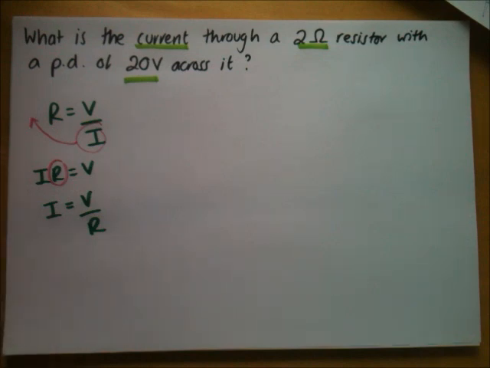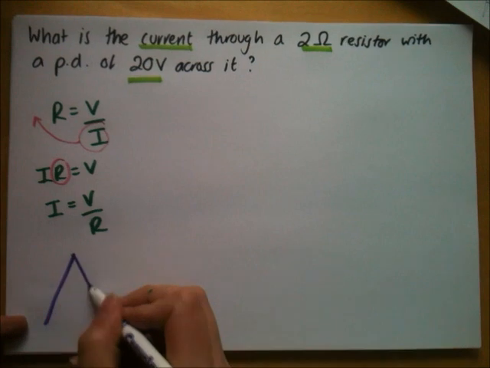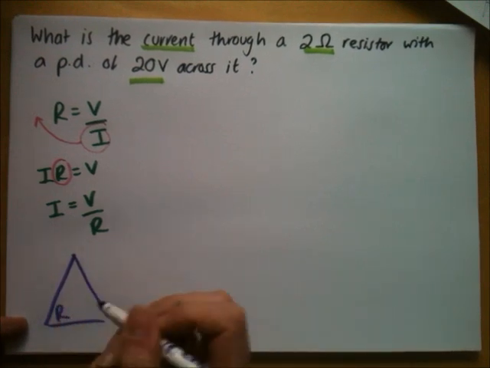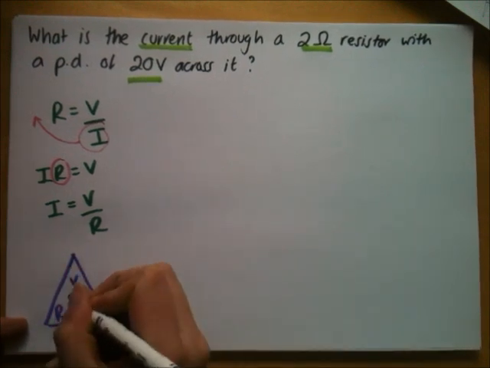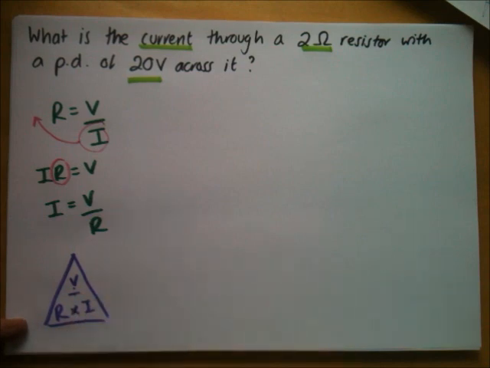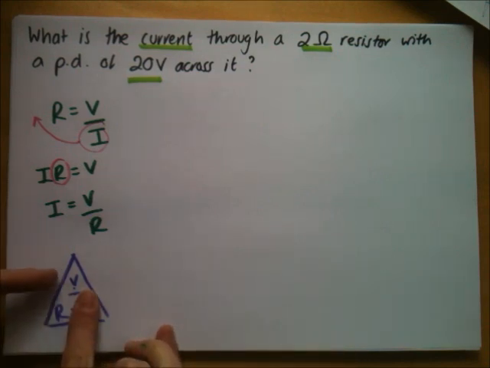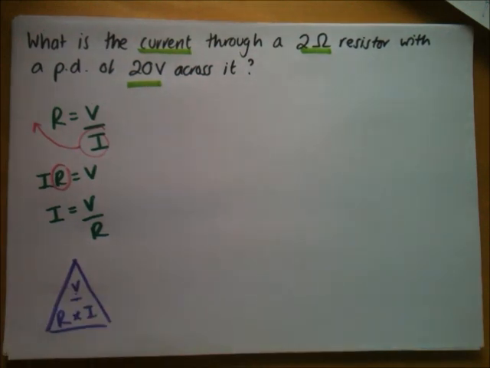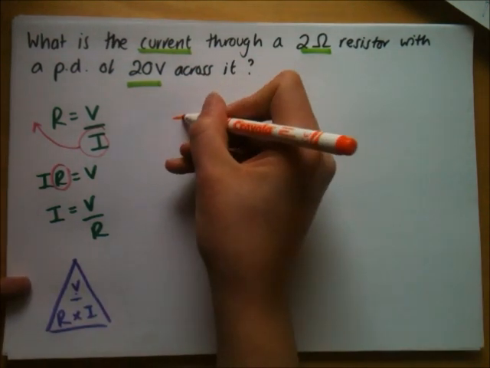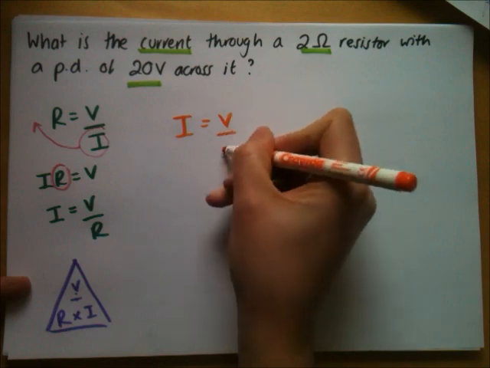If you don't like that though, we can go back to our triangle, which looked like this. R equals V over I. And I want to know the current, so I cover up the current, and look, lo and behold, I get exactly the same equation, V divided by R. So I know now that I need to think about the equation I equals V divided by R.